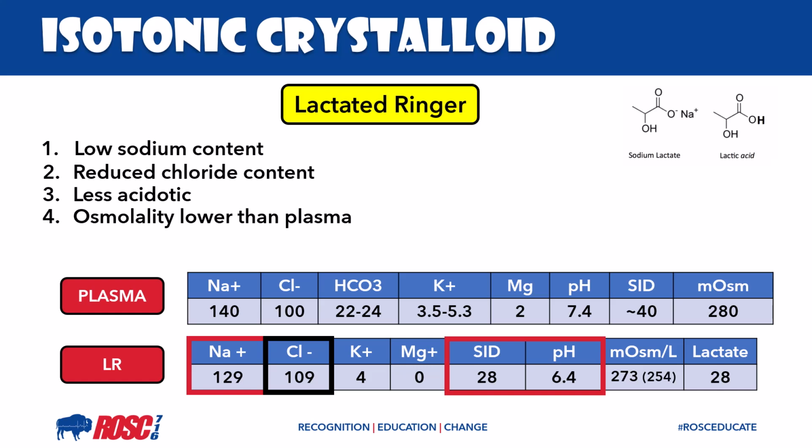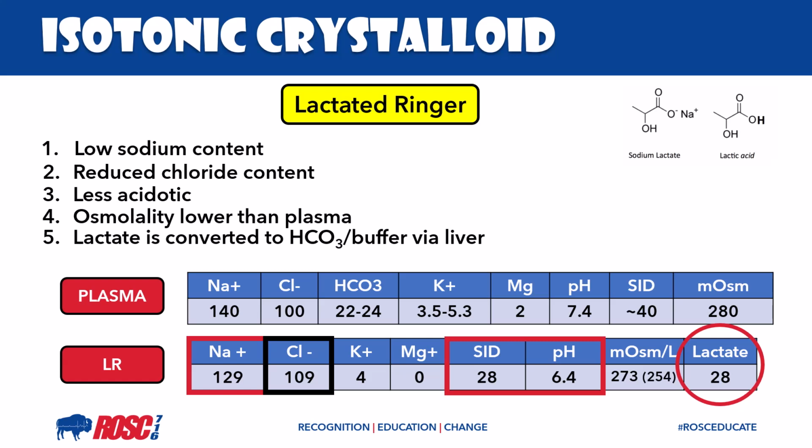Next, the osmolality is lower than plasma. And again, this is a very important concept to take a peek at, especially when taking care of specific patient populations. The in vitro osmolality is 273 and the in vivo osmolality is 254. And here you see lactate is used as a bicarbonate equivalent. We call this a buffering agent. So lactate is converted to bicarbonate and it's buffered by the liver. And please take note that lactated ringer has 4 milliequivalents per liter of potassium in it, and we'll come back to that in some future slides.